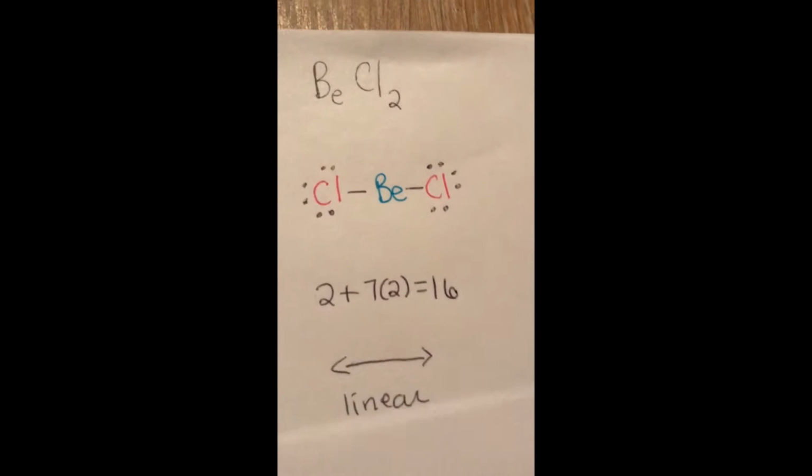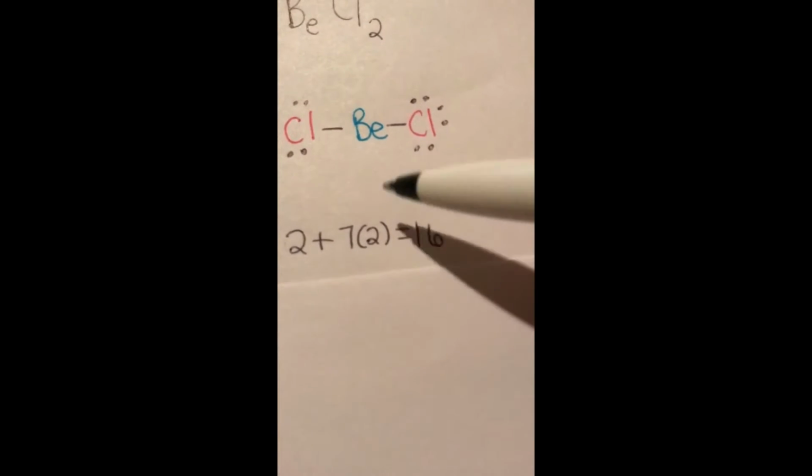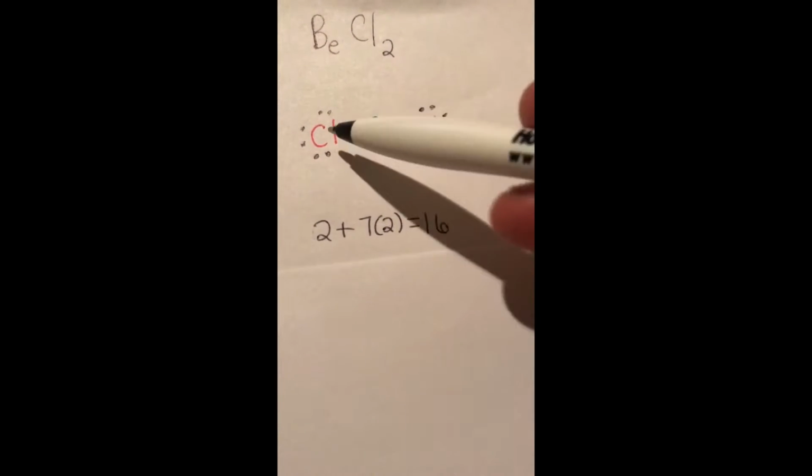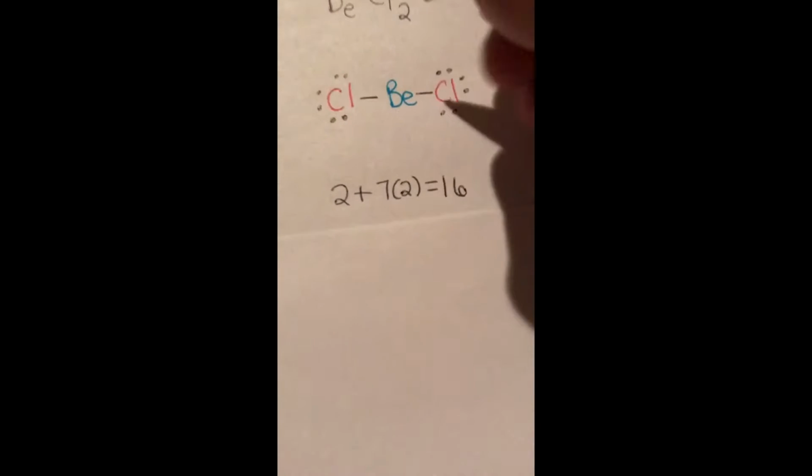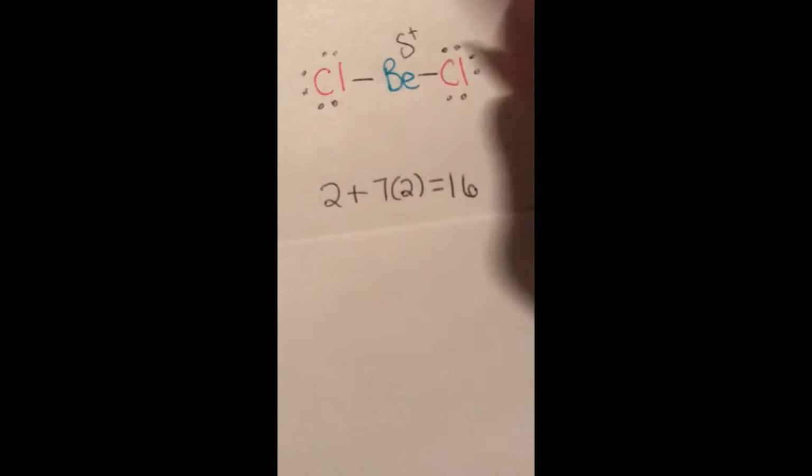Next we have BeCl2. I assigned the electrons. Be likes 2, Cl likes 1 and 6. Like we normally do, we put the least electronegative atom in the middle.